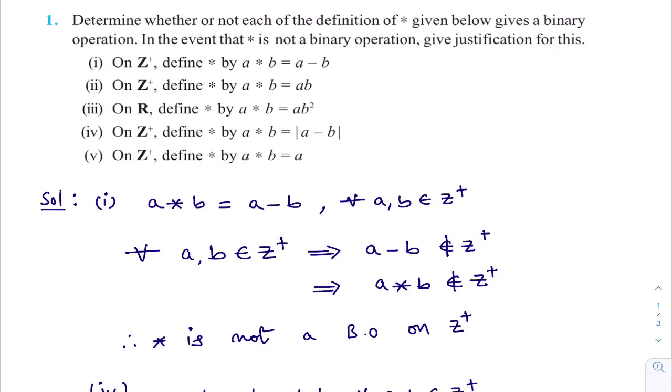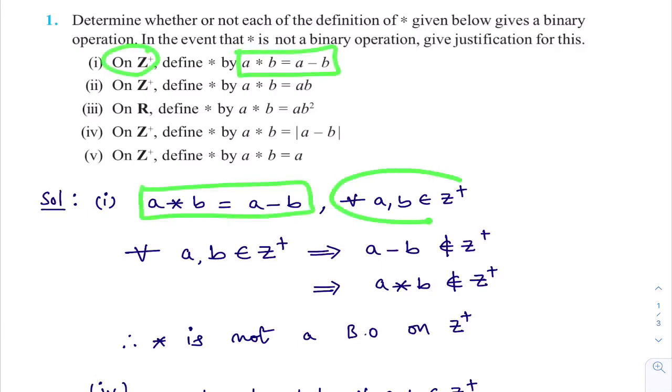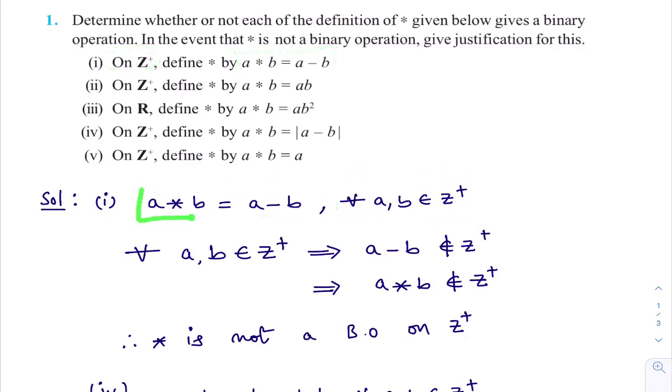What I'll do here, first I'll write the given information. What they given? A star b equal to a minus b. In this question, a and b are positive integers. For all a comma b belongs to Z plus, they given a star b as a minus b in the first bit. I need to check star is a binary operation or not. For that, I'll go with the definition. For any a comma b belongs to Z plus, I'll check that a star b belongs to Z plus or not. If a star b does not belong to Z plus, then I'll say it is not a binary operation.